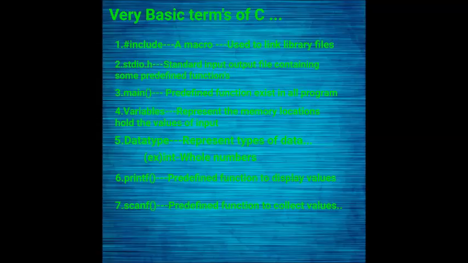Variables, one of the basic entities in your C program, are used to represent the memory locations which hold the values for input. And data type represents the type of the data, that means what type of input we are going to collect and what type of output we are going to produce.